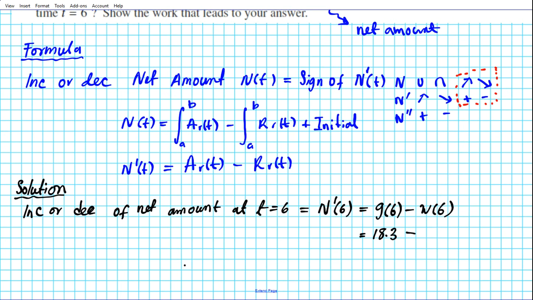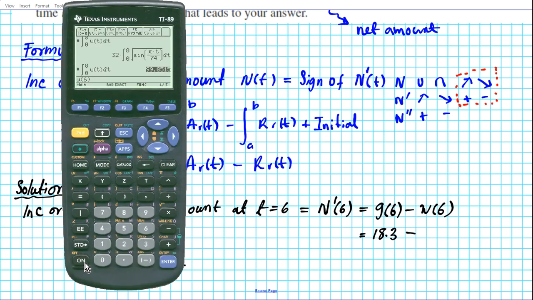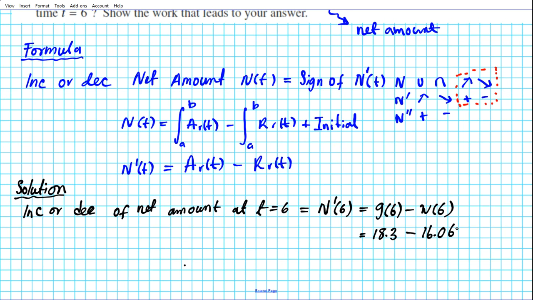Well, w of 6 we have stored in our calculator already. So guess what? We don't have to do any work. Since w of t is already stored in the calculator, all you do is enter the function w of 6. What this is going to do is substitute 6 for t in the function. Let me press enter. So you see here, it replaced t with 6 in the function, and then it's simplified. But we need a numerical answer. To get a numerical answer, we press diamond enter, and then we get 16.0632.